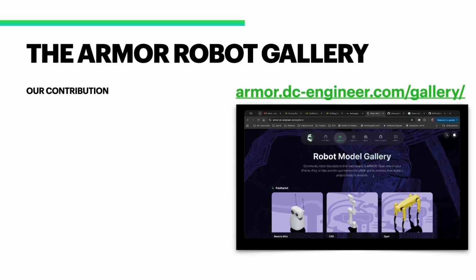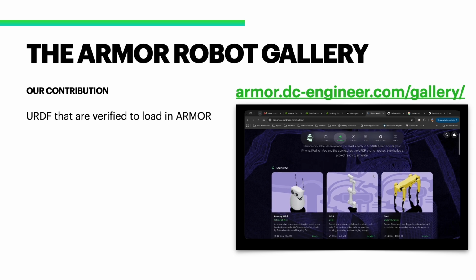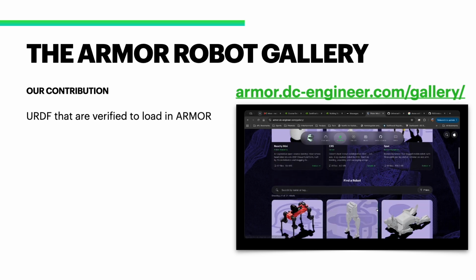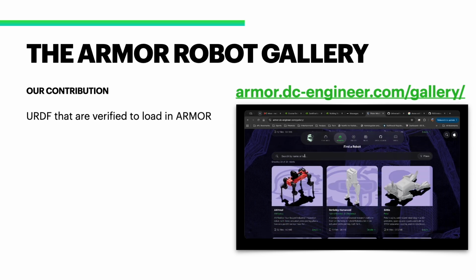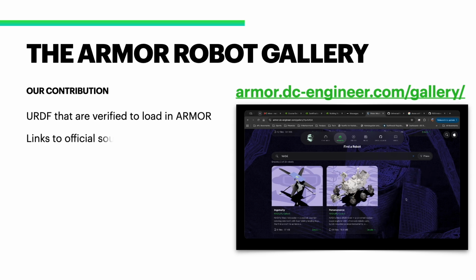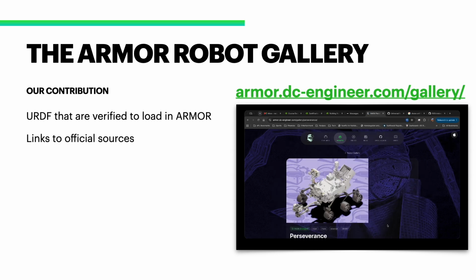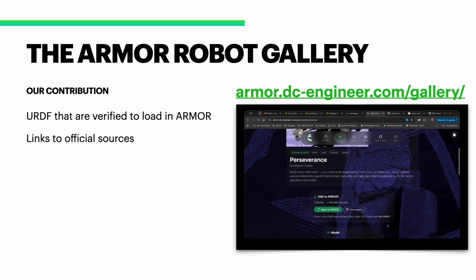This leads us to the highlight from the AR Mobile Robotics perspective, which is our own Armor Robot Gallery. This is a small but growing gallery of models in the URDF format, which we verified to load and simulate properly in the Armor app. These link to the official sources via company GitHub sites or ROS-Industrial, but we do not serve the files themselves. The gallery includes a search bar and filter, and for each model we include a thumbnail, description, and stats such as masses and number of joints.